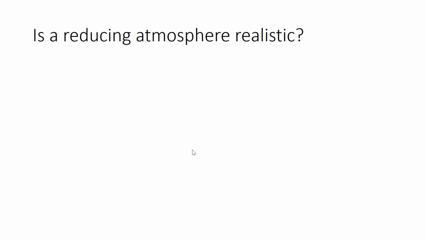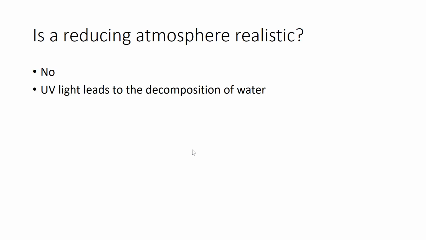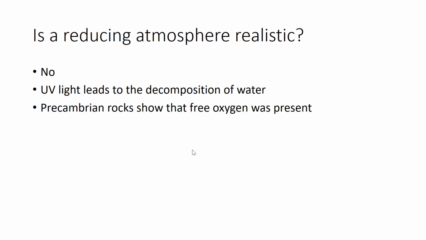Is a reducing atmosphere realistic? The simple answer to that is no, and here are some of the reasons why. UV light leads to the decomposition of water, and the decomposition of water generates hydrogen gas and oxygen gas. As long as sunlight is hitting water vapor in the atmosphere, it's going to lead to the decomposition of water and the generation of oxygen. So if there's water in the atmosphere, very quickly there's going to be oxygen in the atmosphere.